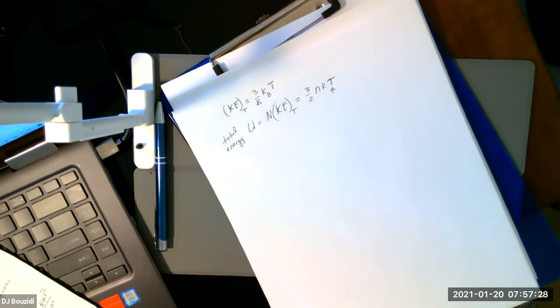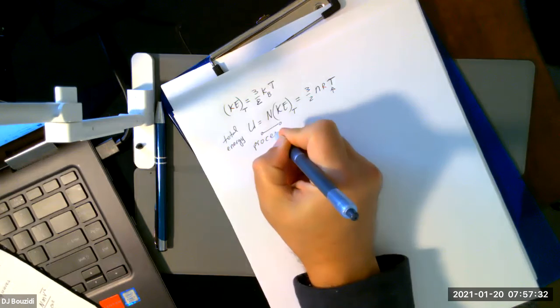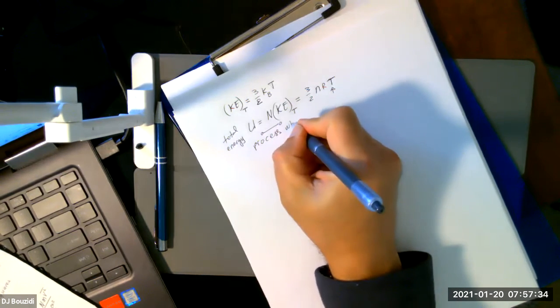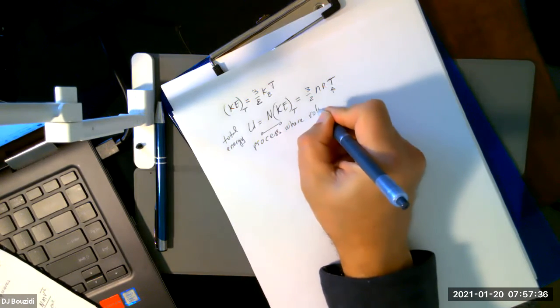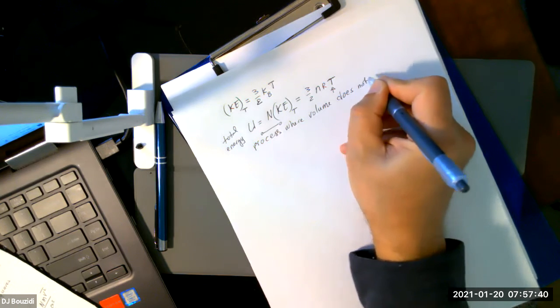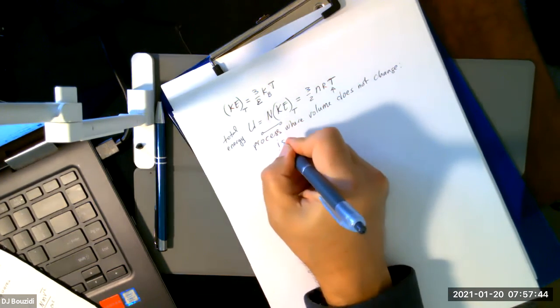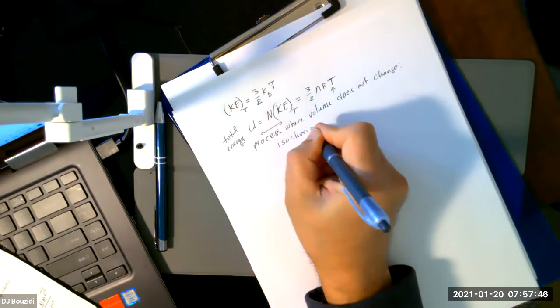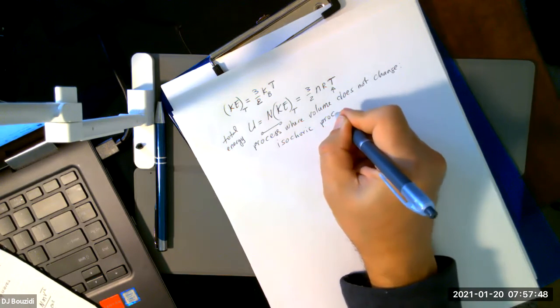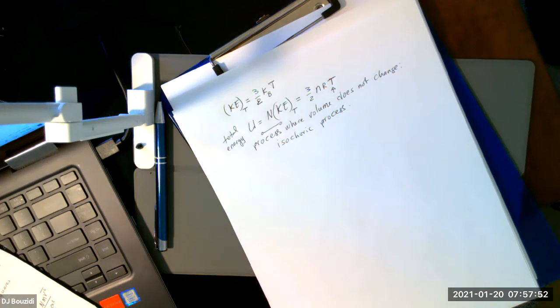So what I'm going to do now is consider a process where the volume does not change. I'm going to call this process an isochoric process, or isovolumetric process, basically a process where the volume does not change.